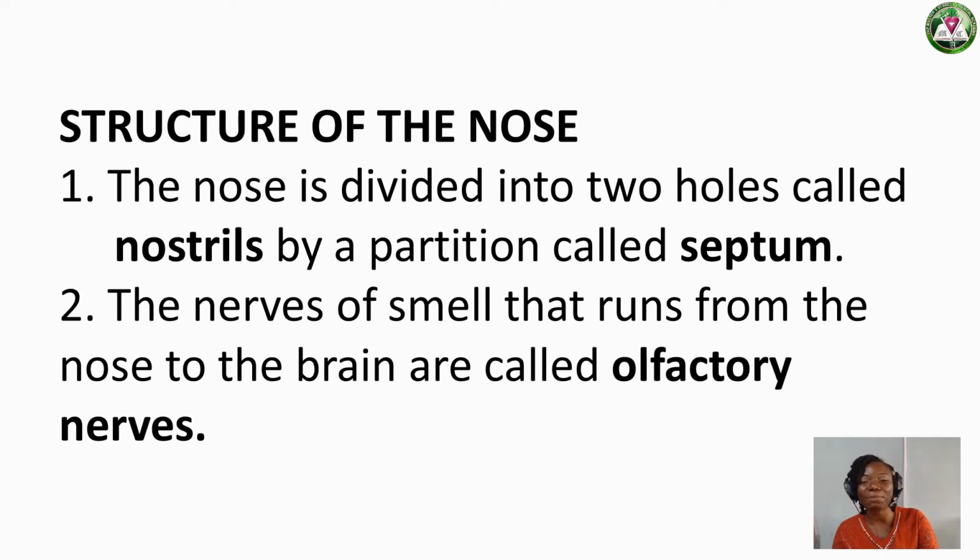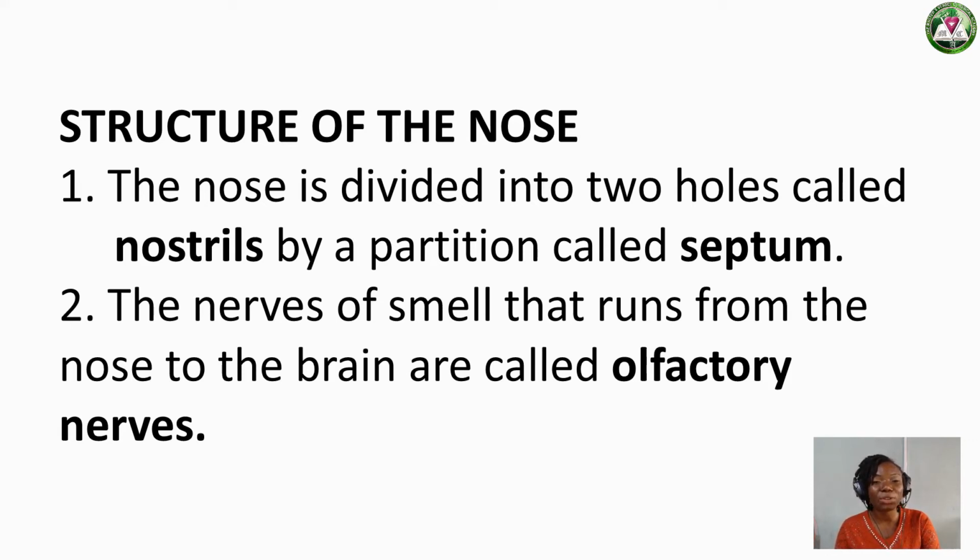Now, the nerves of the smell that runs from the nose to the brain are called olfactory nerves. There is a nerve that runs from our nose to the brain. That is the nerve that sends message to the brain. That nerve, we call it olfactory nerves. Is that clear?